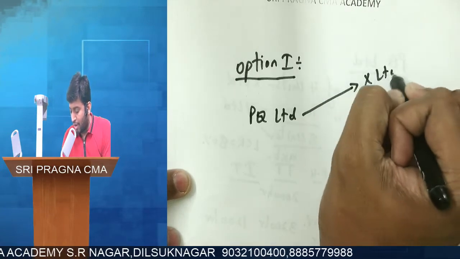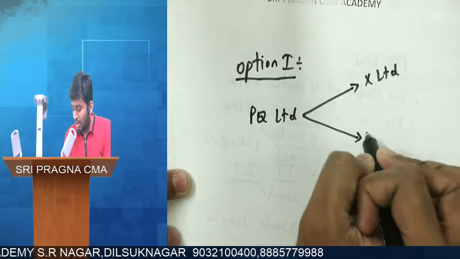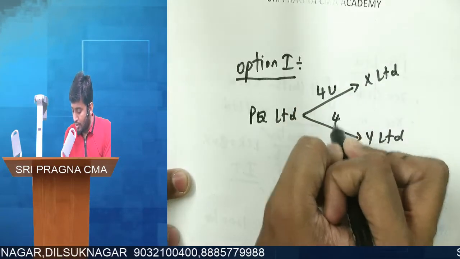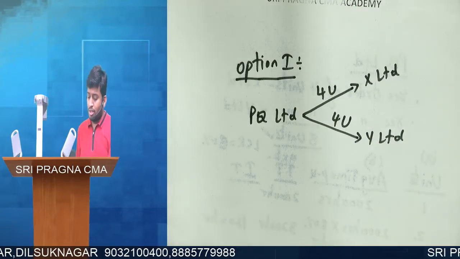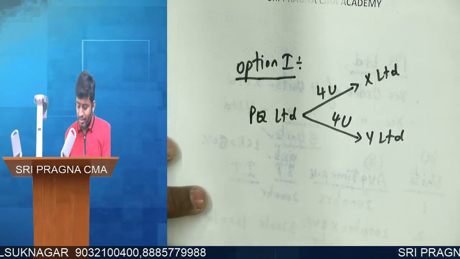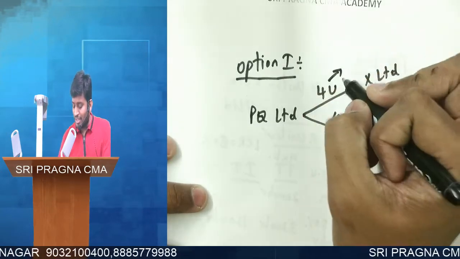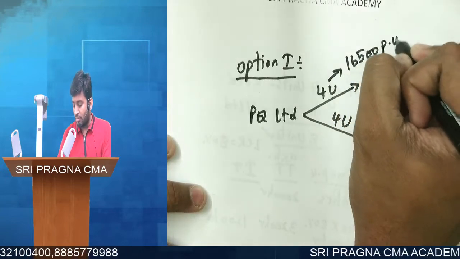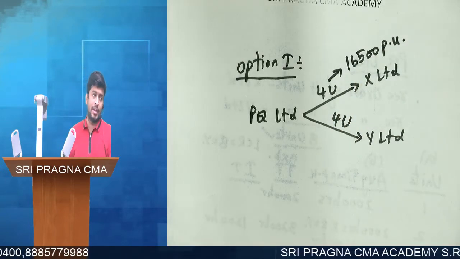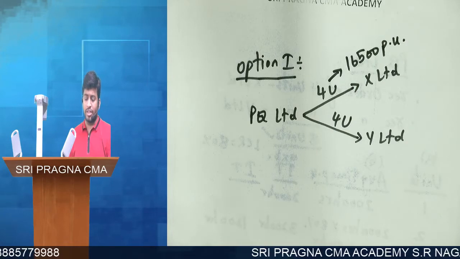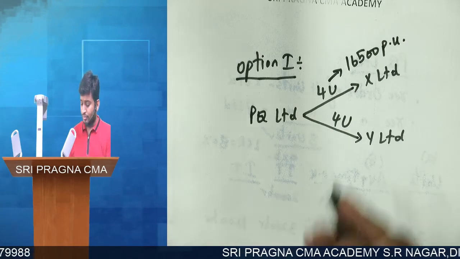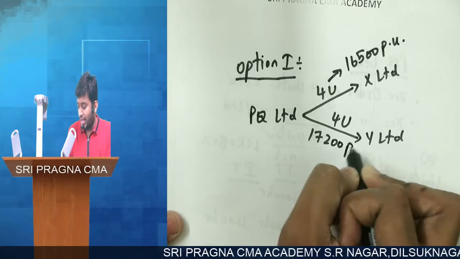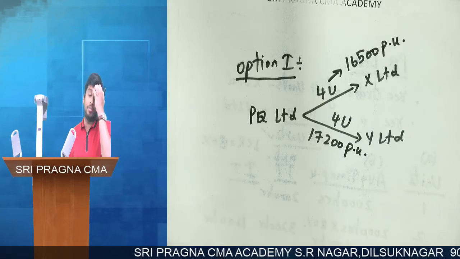We got an order from how many units? 4 units. Clear? Order came from whom? X Limited, and X Limited is ready to give 16,500 per unit. Check. Please read the problem. Who is ready to give? Y Limited is ready to give 17,200 per unit.